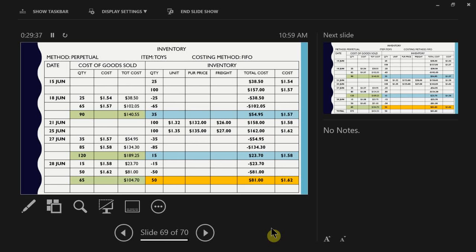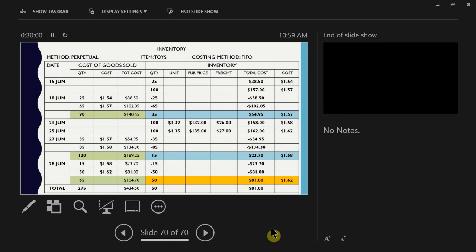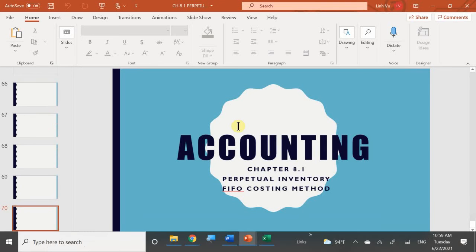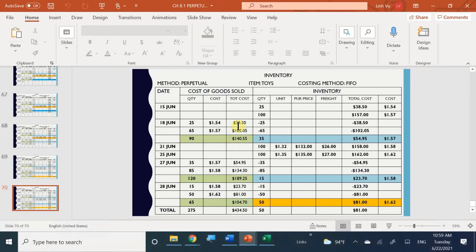Okay? And of course, the calculated cost of goods sold just depends on how many items you sell. But in this case right here, I reached my end goal, which is 50 toys at the end of June 30th. Right? And that's it. Okay. So, any questions? Perpetual FIFO inventory.